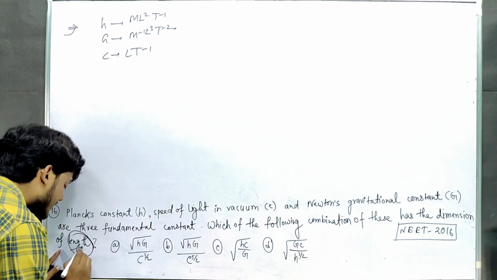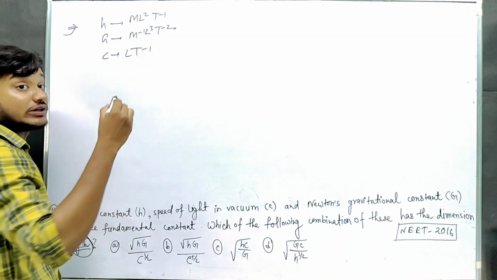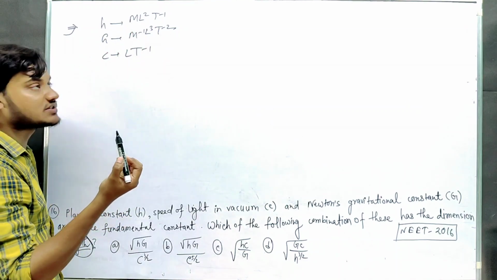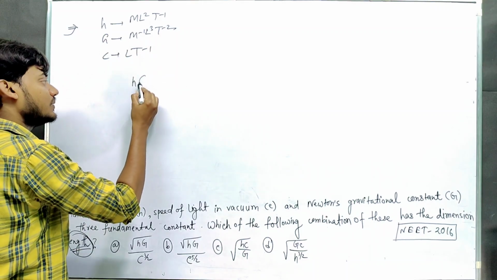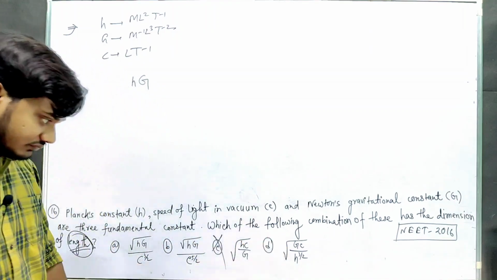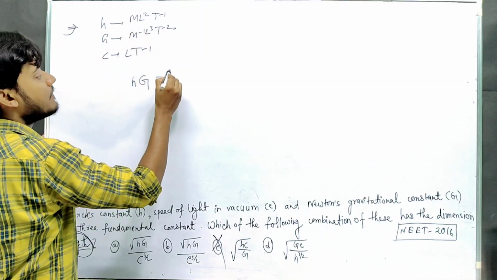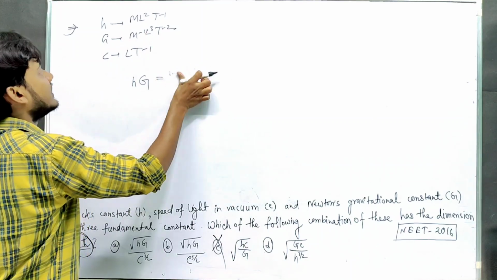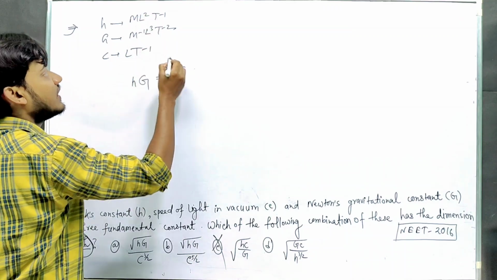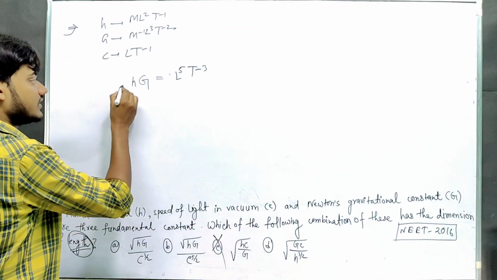Okay, we have to find the dimension of length, so mass should be cancelled out. How will mass cancel out? Only if we multiply, because there is M and M inverse, so we have to multiply it. So the right answer would be hG, not division. Next, hG dimension would be ML², let's multiply h and G. So M inverse cancels out, L to the power 5 and T to the power minus 3. Okay, next, let's root it.